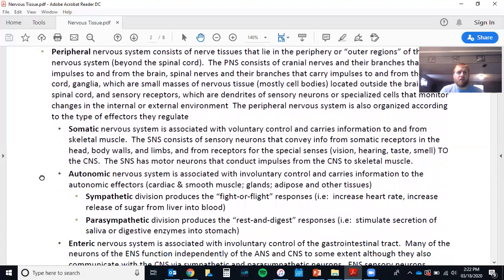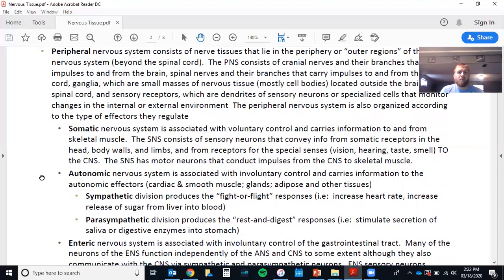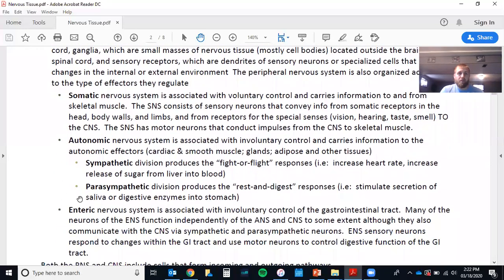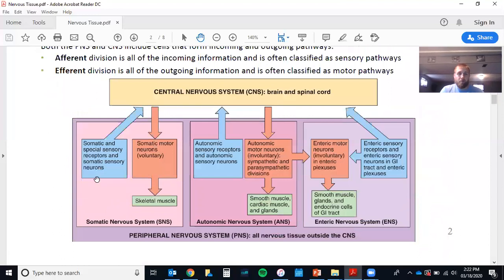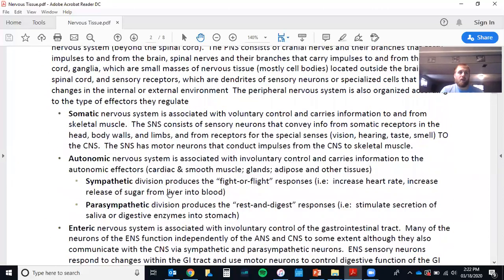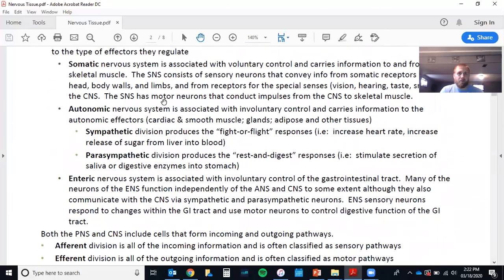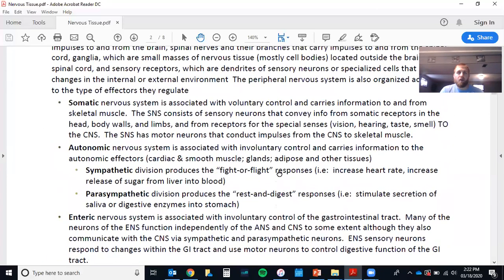So we actually take the peripheral nervous system and break it down into some smaller divisions based on who's being regulated. And by who, I mean the effectors. There are three major divisions: the somatic, the autonomic, and then the enteric. The somatic is associated with, and a key word here in this sentence is voluntary control, and it is associated with carrying information to and from.